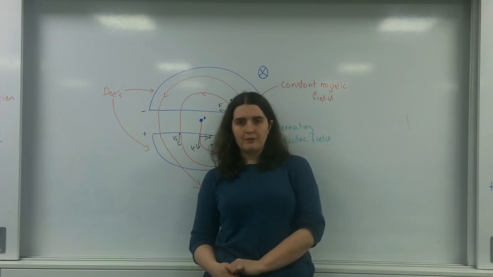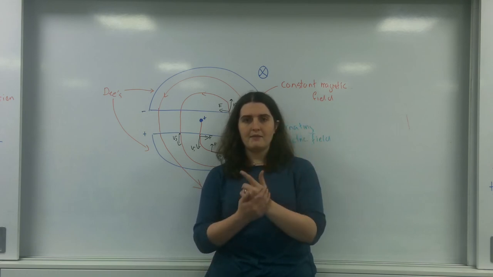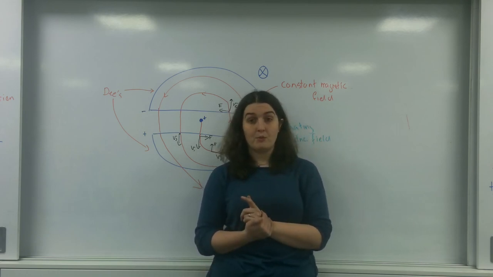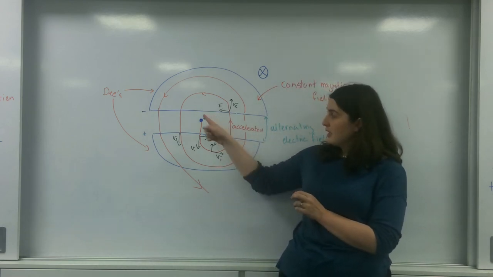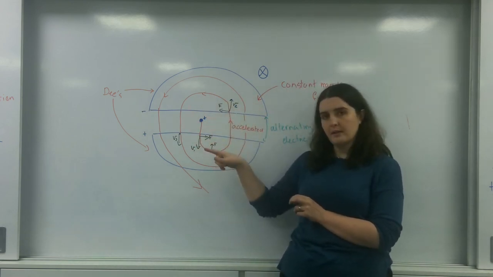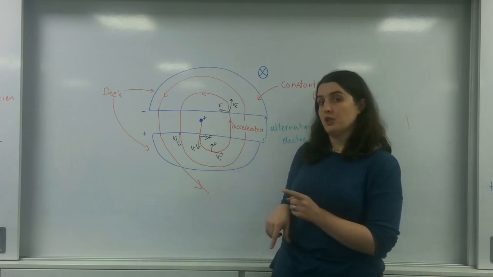Now, it's important that you recognise with a cyclotron how Fleming's left-hand rule works. So what I've done here is I've done it with a positive charge. And as you can see, it's spinning anti-clockwise. I'm now going to do the exact same thing with a negative charge.